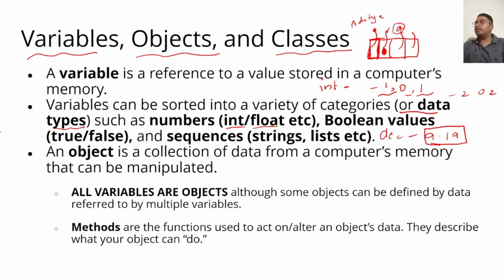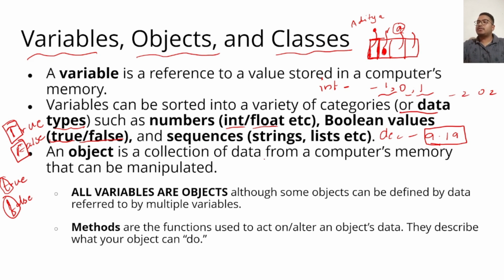And then next, Boolean values, true or false. Here, I want to emphasize that for true or false, the first letter has to be capital. T has to be capital in True, and F has to be capital in False. If you write it in any other way, it won't be accepted. Python is case sensitive. Next, sequences, strings, and lists.